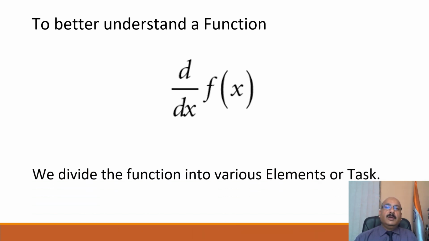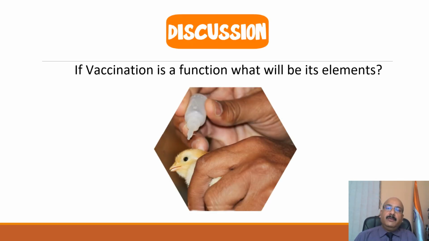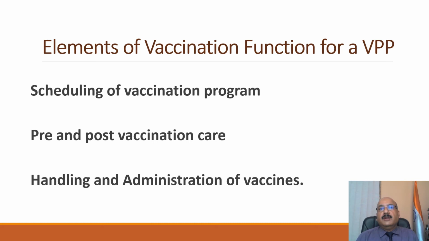So here also, we divide a function into small parts. These are called the elements or the tasks associated with this function. To give you an example, if we take vaccination as a function, let's try to understand what the elements of vaccination are. The elements of the vaccination function for a veterinary paraprofessional are that he needs to schedule the vaccination program, do pre and post vaccination care, and also handle the administration of vaccines.